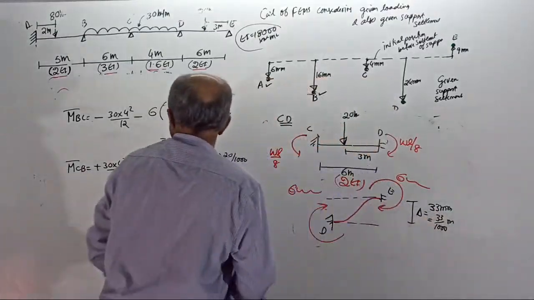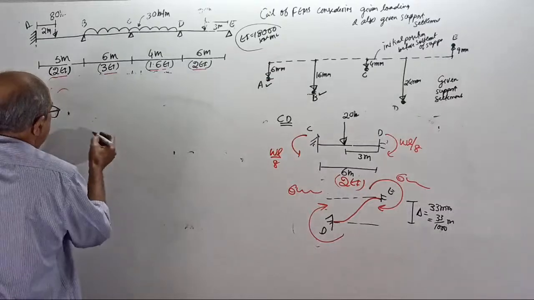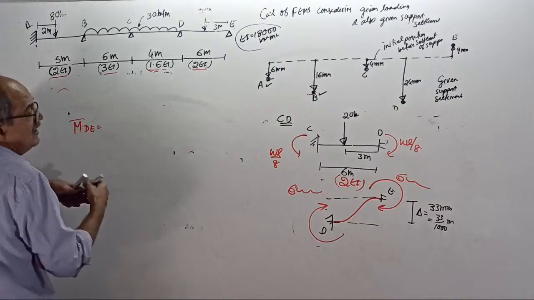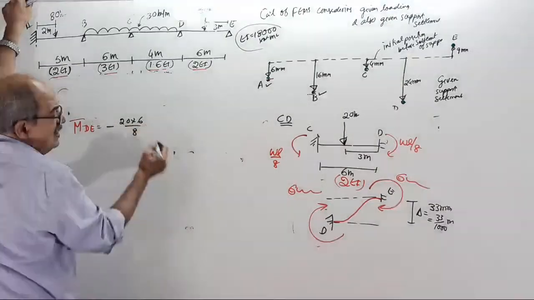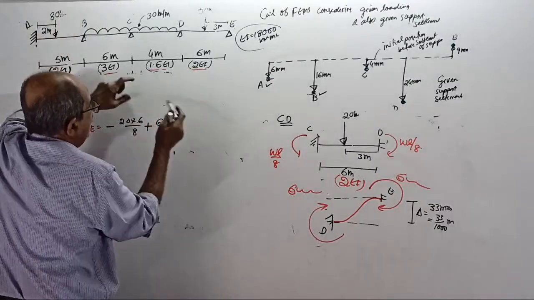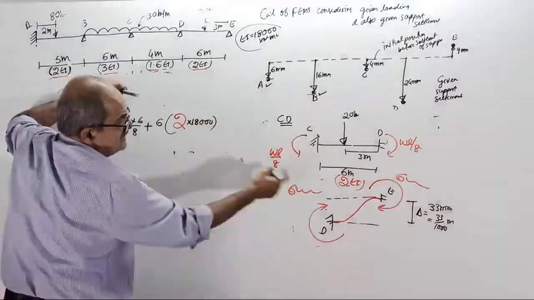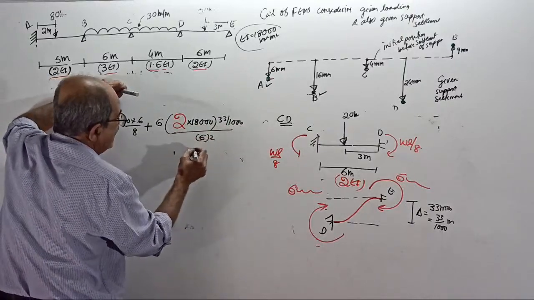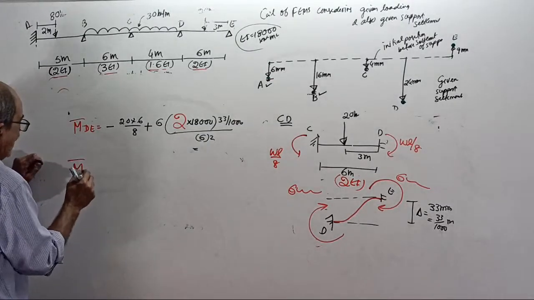Okay, now start. Last part of this one. Okay, who will go for paper? M bar DE is anti-clockwise minus 20 into 6 divided by 8. Next one is clockwise plus 6 into respective EI, 2 times 18,000 EI, delta is 33 by 1000 divided by 6 square. Get the answer. Don't type the answer. I am not writing.